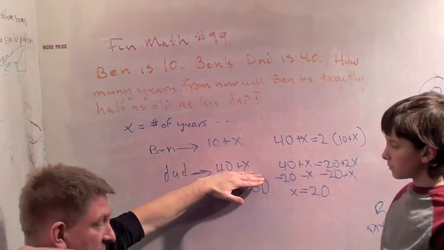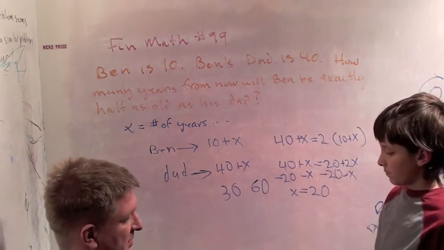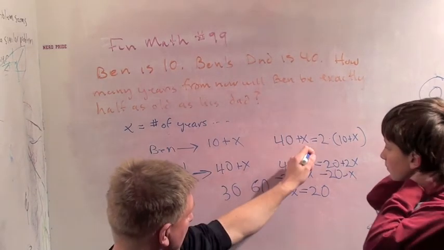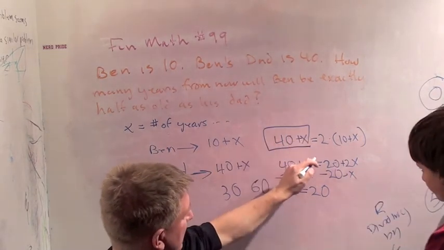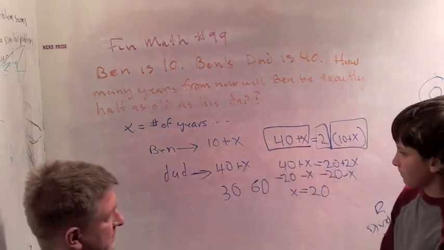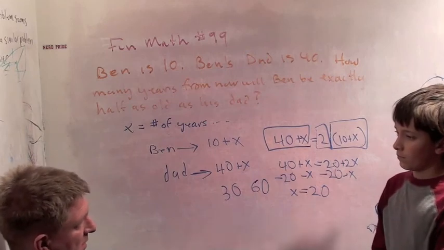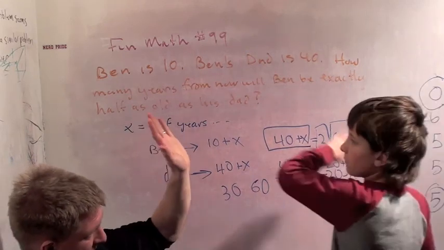X years from now the dad will be 40 plus X years old. And the equation we're trying to solve is, the dad's age, 40 plus X, is 2 times Ben's age. And that equation is solved when X equals 20. Got it? Yep. Alright. Good job.